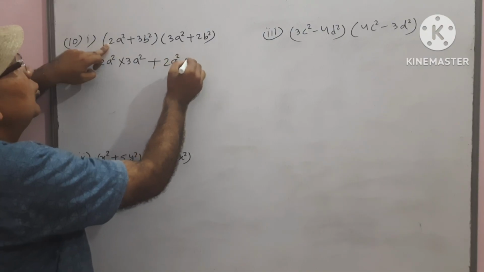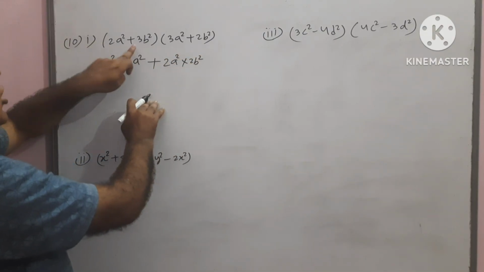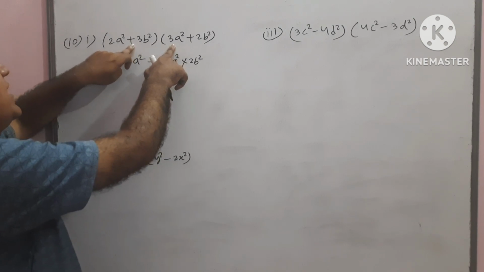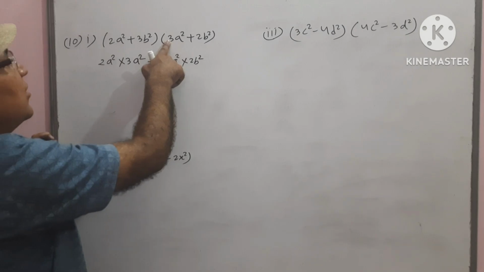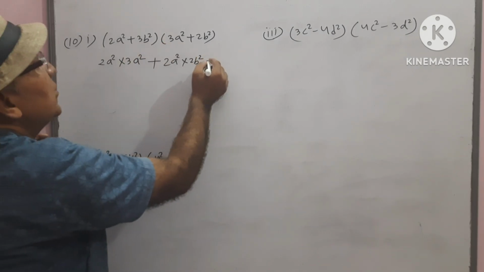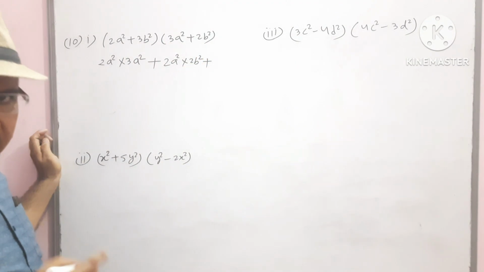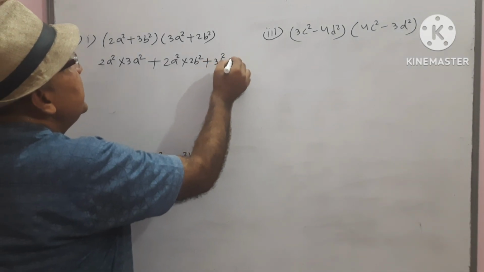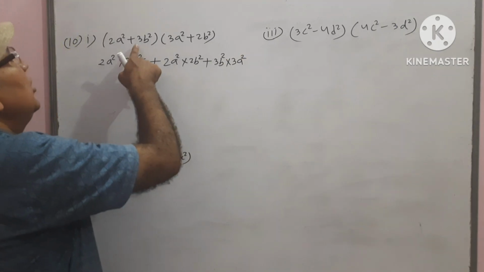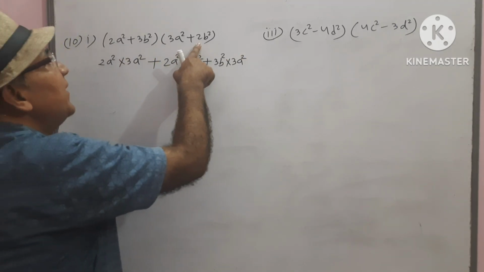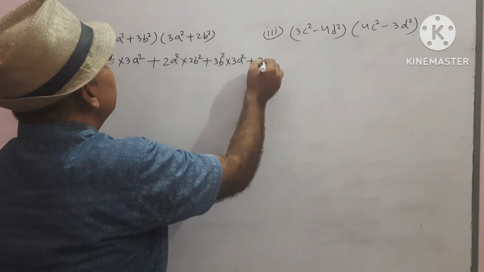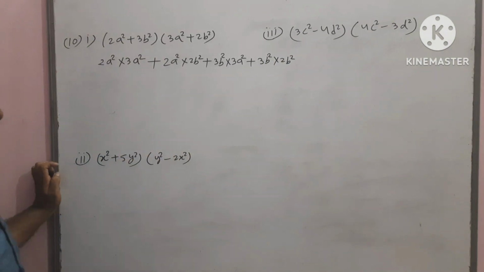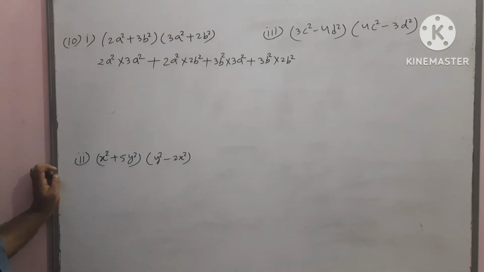Then 2a square into 2b square. Now we will multiply 3b square with 3a square. Again, 3b square is also positive, 3a square is also positive. So positive into positive is plus. Plus is multiplied with plus, then becomes plus. Then after 3b square into 3a square. Now plus 3b square is multiplied with plus 2b square. So we will write plus 3b square into 2b square. Tell, is this understood? Understood or not?